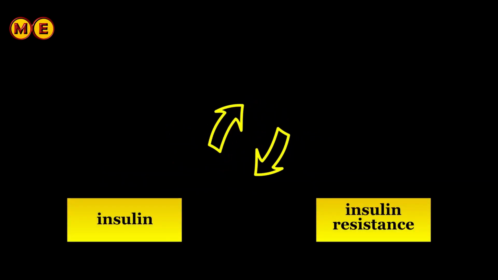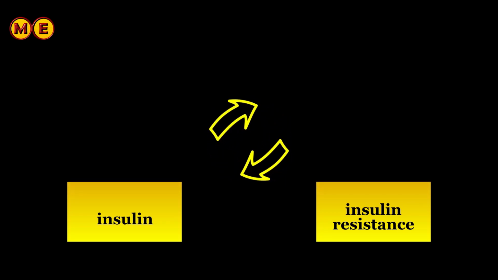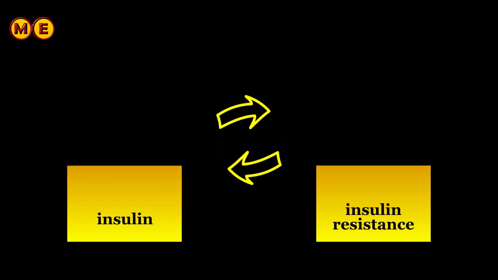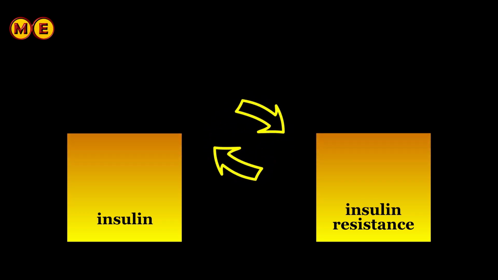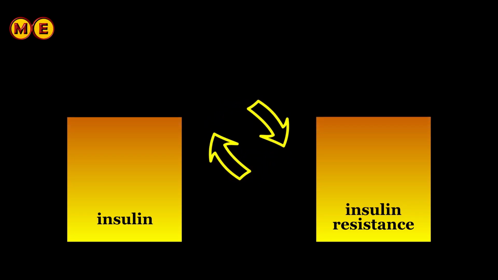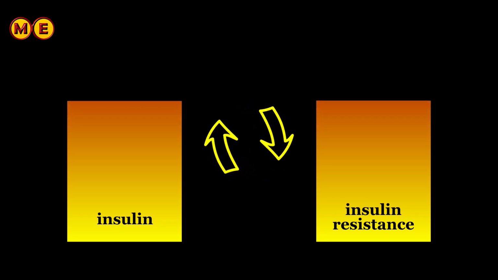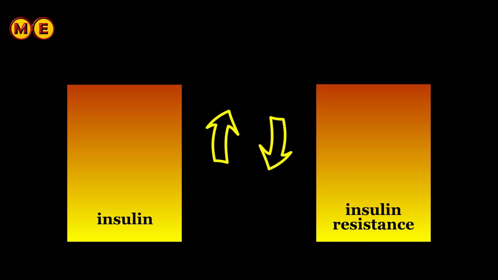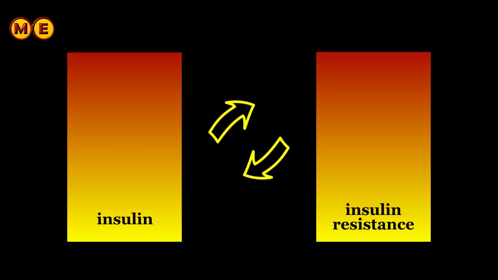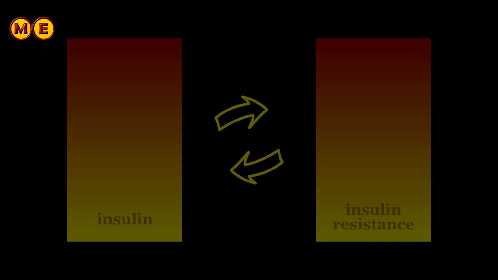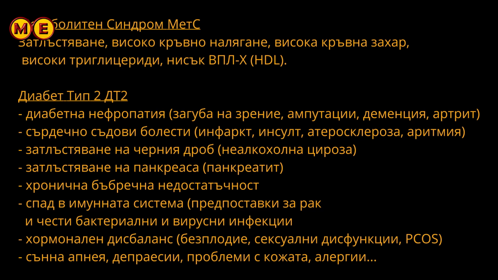Just for continuity, I will remind you that metabolic syndrome is a vicious circle between chronically high insulin and insulin resistance. The circle is vicious because chronically high insulin makes our body resistant to insulin, and insulin resistance forces our body to produce more insulin all the time. That way, the more insulin we make, the more resistant we become. And the more resistant we are, the higher our insulin goes. This vicious circle is the cause of metabolic syndrome and leads to type 2 diabetes and all other diseases that follow. But this is just problem number one.